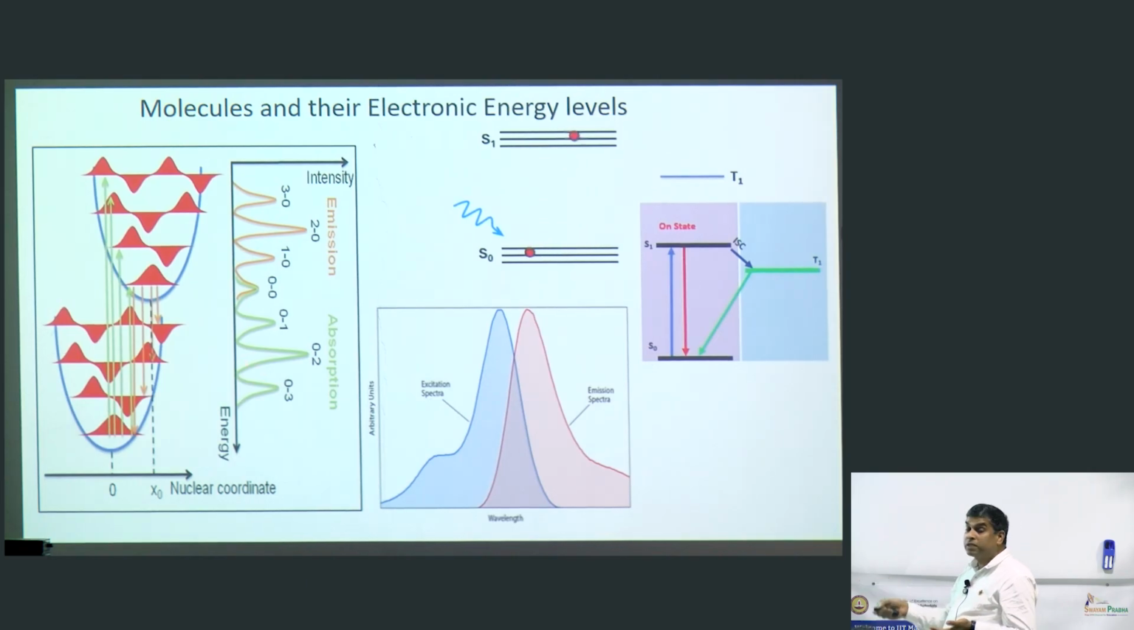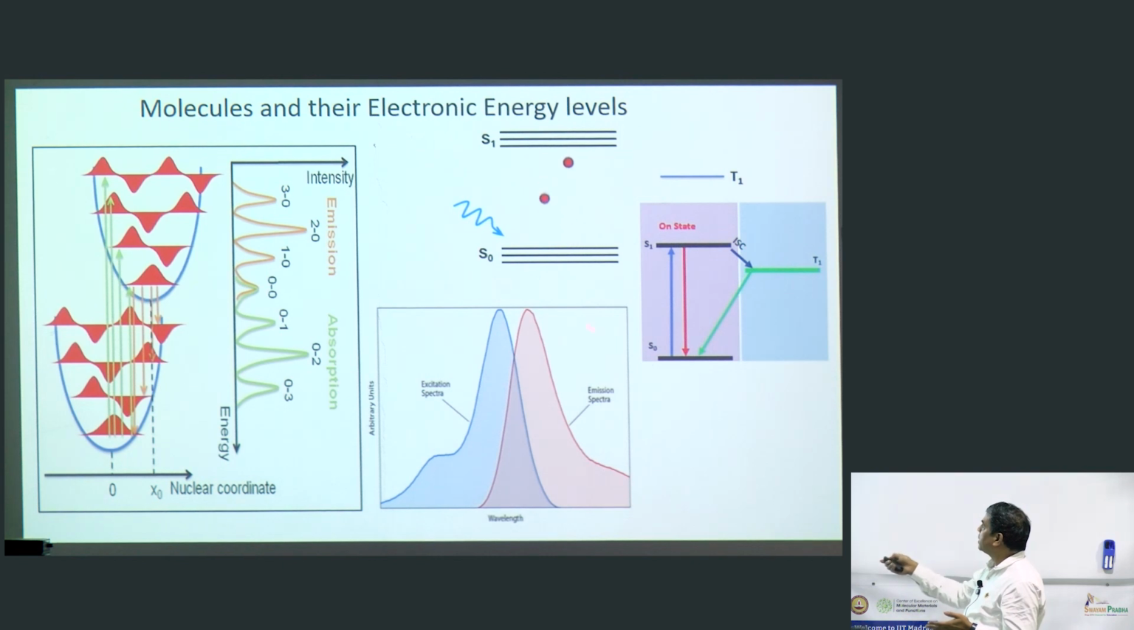So this is what we call the mirror symmetry rule, and it basically holds for molecules which are isolated and not disturbed by the environment. Based on this, we will have a broad absorption spectrum as well as an emission spectrum, and this shift we call the Stokes shift, right?